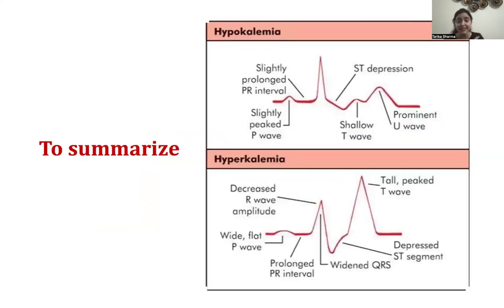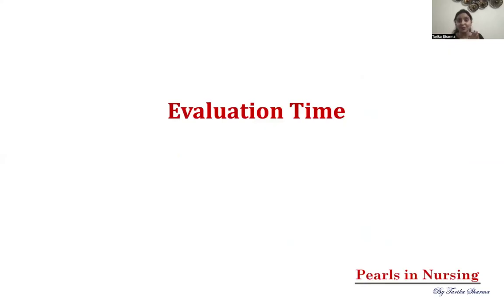So to summarize, if a person has hypokalemia, he can have a slightly peaked P wave, a prolonged PR interval, ST depression, shallow T wave, or prominent U wave. If a person has hyperkalemia, there can be the presence of a sine wave. In severe hyperkalemia, there can be tall T wave or peaked T wave, tall tented T wave, usually we see that, or there can be prolonged PR interval and wide and flat P wave. So that's it from my side.